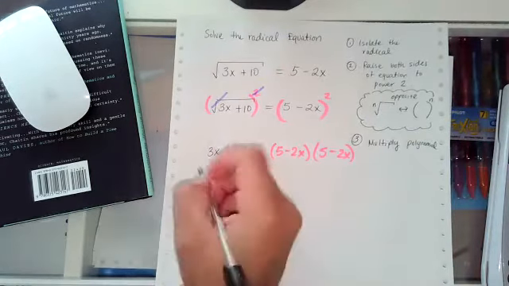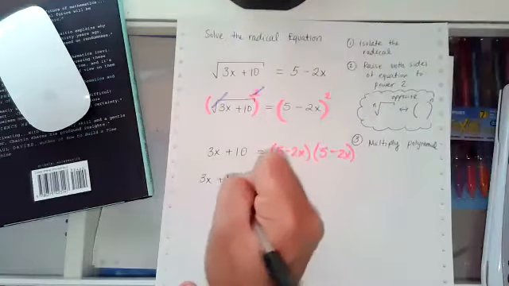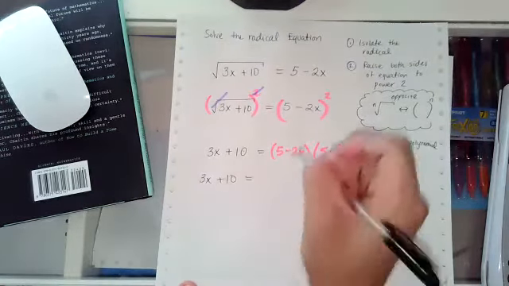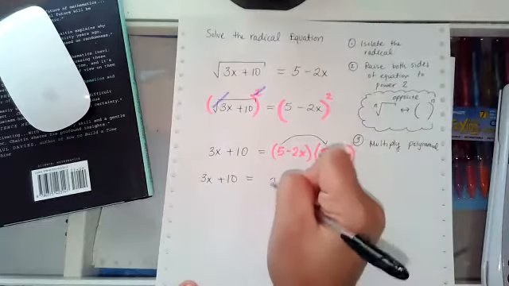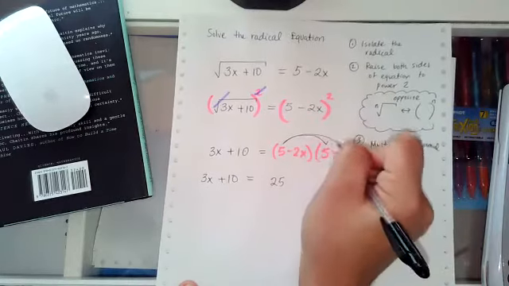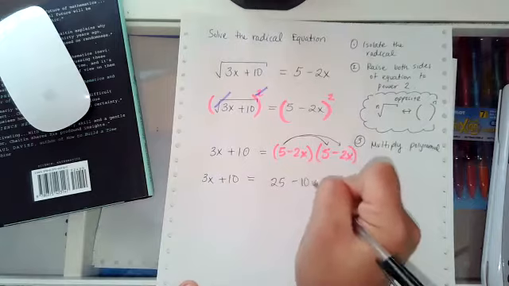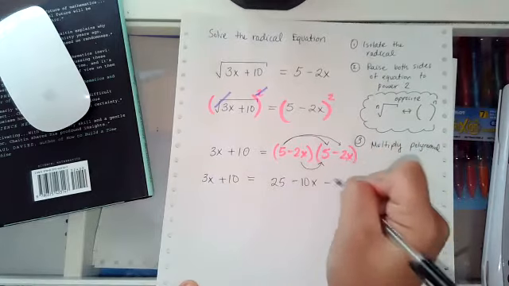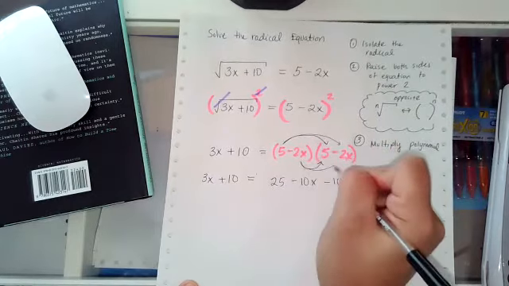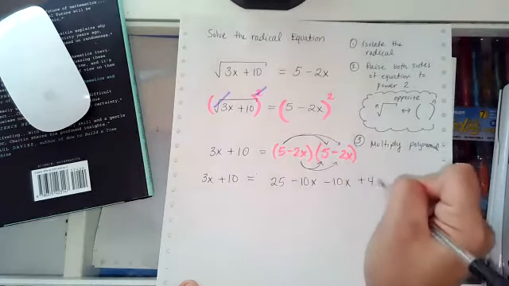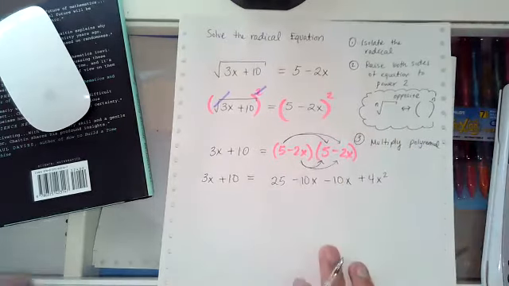Nothing's going on over here. We're just going to rewrite 3x plus 10. And then we can go ahead and multiply this out to 25. Multiply that out to negative 10x. Multiply that to another negative 10x. Multiply that out to a positive 4x squared.